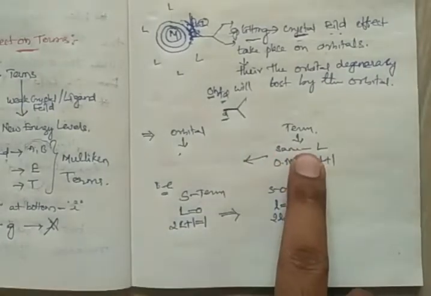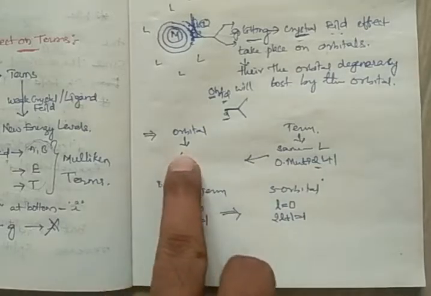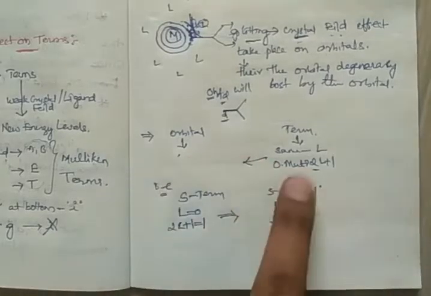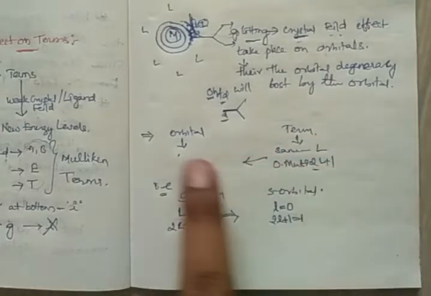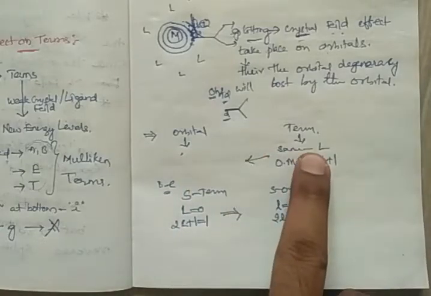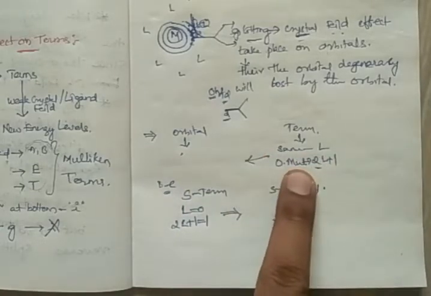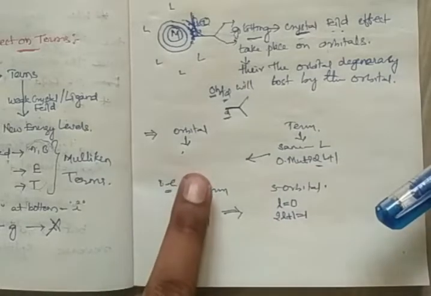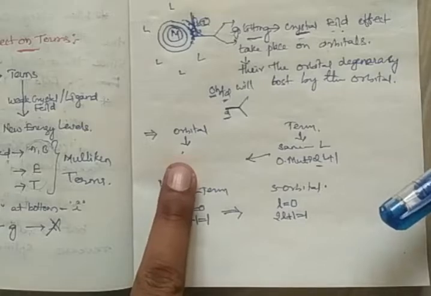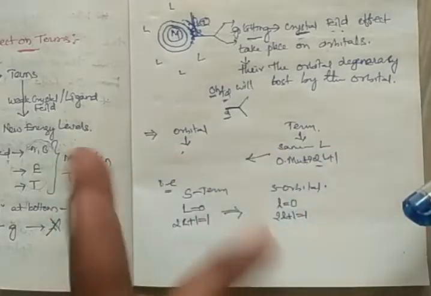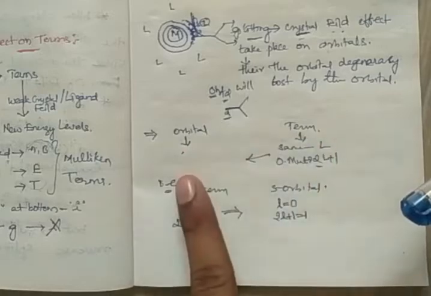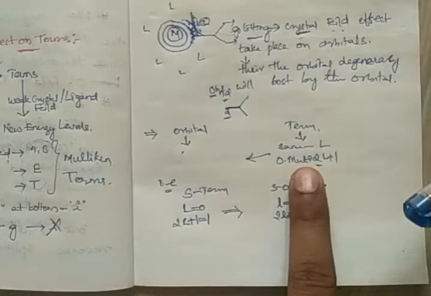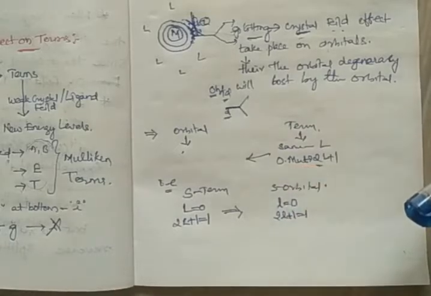If the term is S, compared with the S orbital, the orbital angular momentum and orbital multiplicity will be the same. The P term, compared with the P orbital, has the same orbital angular momentum and orbital multiplicity as the P orbital. Like that, samely labeled orbitals and terms have the same orbital angular momentum and orbital multiplicity values.